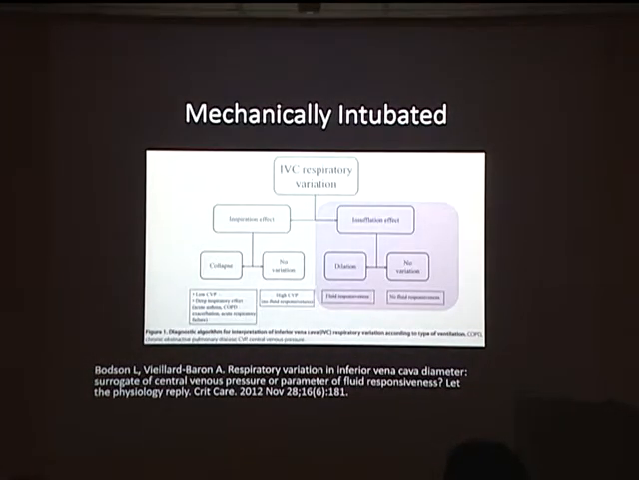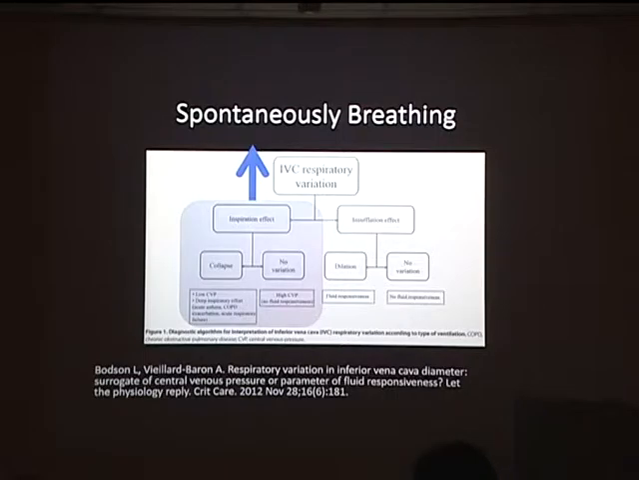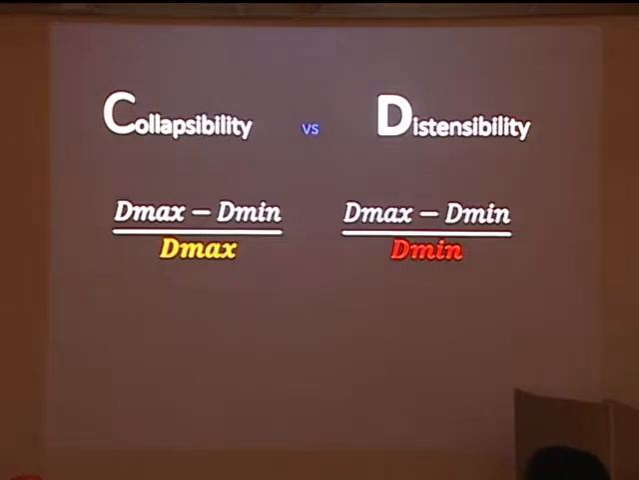If the patient is mechanically intubated and you give a positive pressure breath, the IVC will dilate. Okay? In a patient with spontaneous breathing, at the start of inspiration, when the patient starts to take an inspiratory breath, the IVC will collapse. In other words, we are looking at two similar indices. One is called the collapsibility index, one is called the distensibility index. It's always D max minus D min divided by D max for collapsibility, and divided by D min for distensibility. Can everybody remember this? One is minimum, one is maximum.